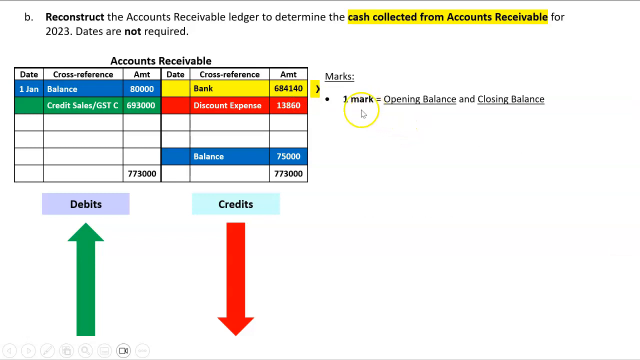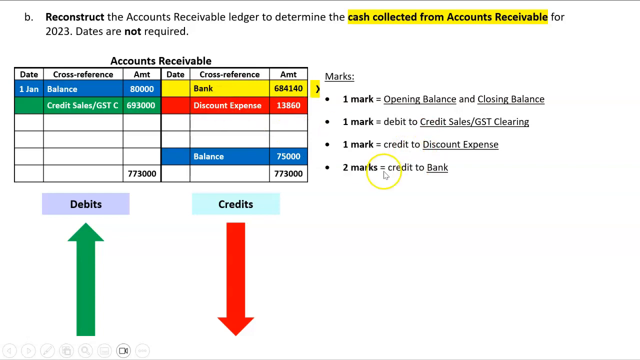So the marks here, I gave 1 mark for the opening and closing balances, 1 mark for a debit to credit sales and GST here, 1 mark for the credit to discount expense, and then 2 marks for this. Therefore, if you do get one of these other ones wrong, you still get your 2 marks here, because whatever number you get then becomes a consequential error.